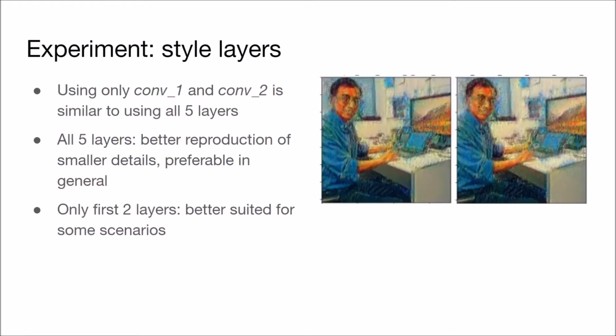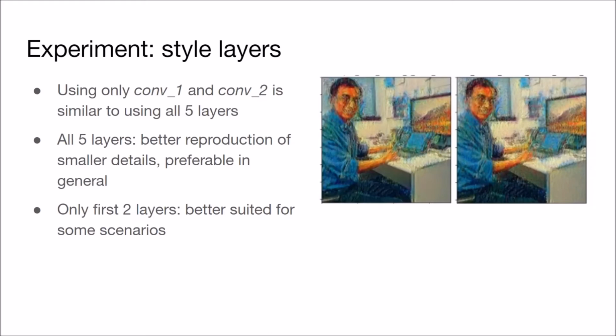So on the right here is the image made using the first two layers as the style layer, and the second image is when we use all 5 layers as style layers. As you can see, they're very similar, but the latter seems to have better reproduction of finer details, the color blending, and so on. But the first one is quite good as well.